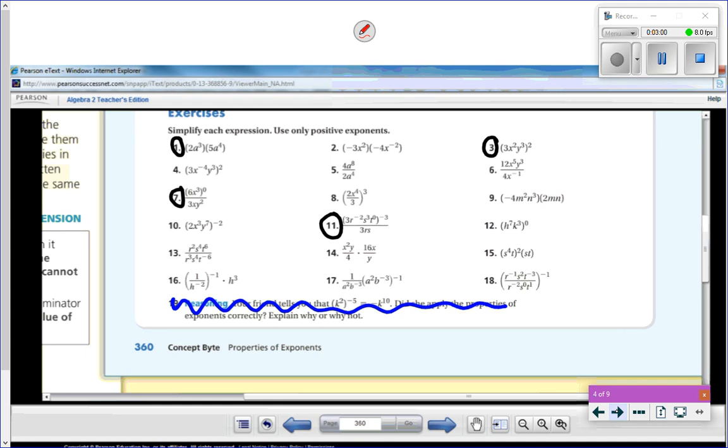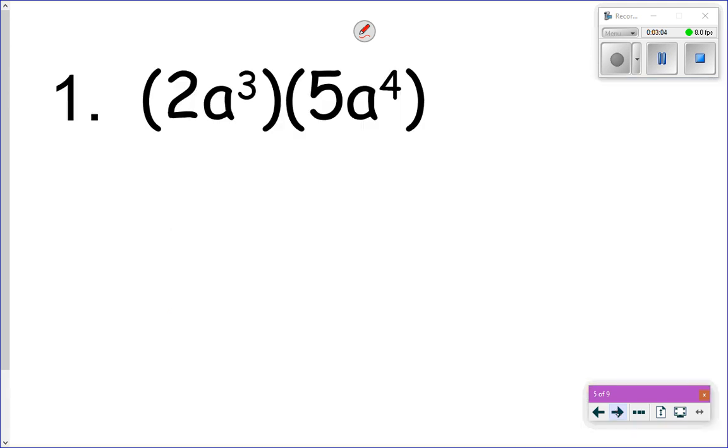Okay, so this is what your homework is going to look like. We're going to do a few of these together. We're going to start with number 1. We have 2a cubed times 5a to the 4th. So this is a problem. I need it to be simplified. Right now it's not simplified. There's multiple a's, multiple coefficients. I need there to be one coefficient and one a term.